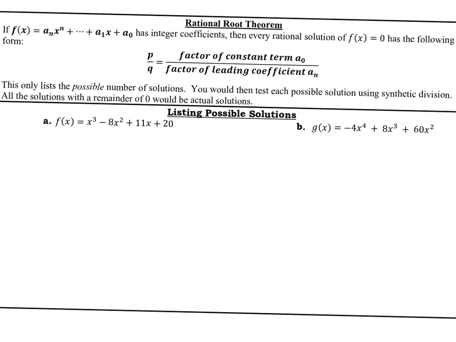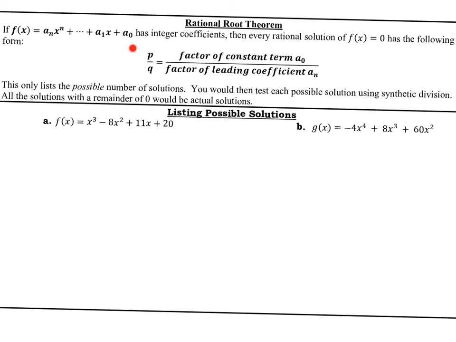The last thing to cover is something called the rational root theorem. Basically, it says if you have a polynomial equation with integer coefficients, then every rational solution, where it hits the x-axis, has the following form. The factors of the constant term divided by the factors of the leading coefficient term will be a possible solution. Then you would test each possible solution using synthetic division. The solutions with a remainder of 0 would be actual solutions.